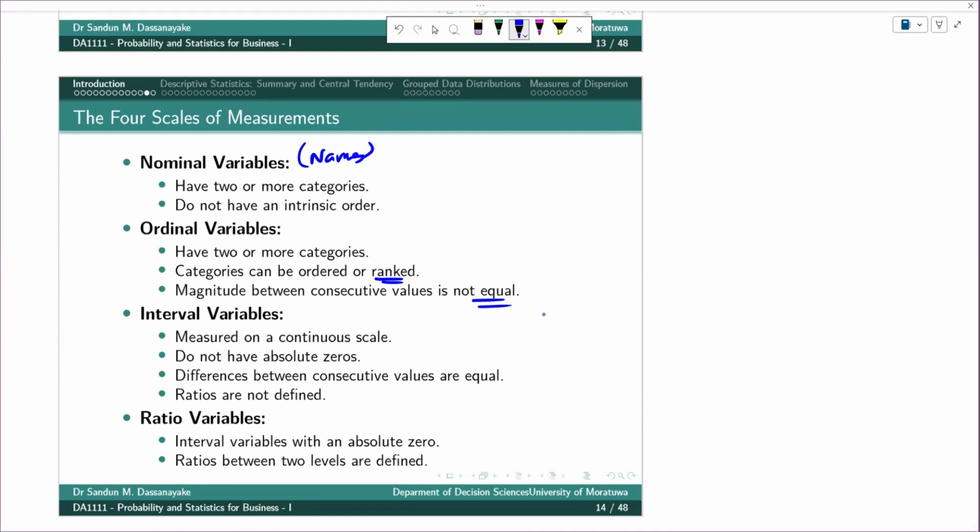A ratio variable is an interval variable with an absolute zero. If you don't have a length to measure, that's a zero. So an interval variable with an absolute zero becomes a ratio variable. Ratios between two levels are defined, whether high or low. If you take some value a divided by b, that's a ratio.